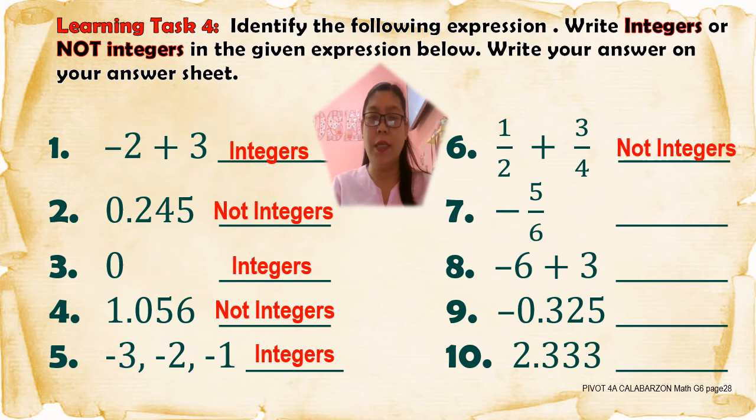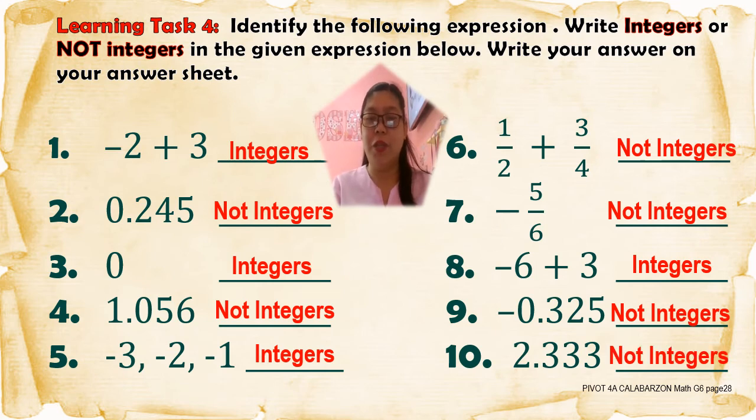6, not integers. 7, not integers. 8, integers. 9, not integers. And number 10, not integers. Congratulations for accomplishing Learning Task 4.